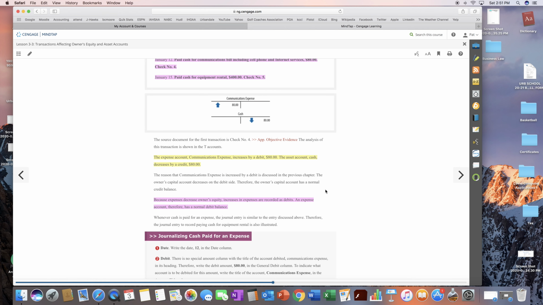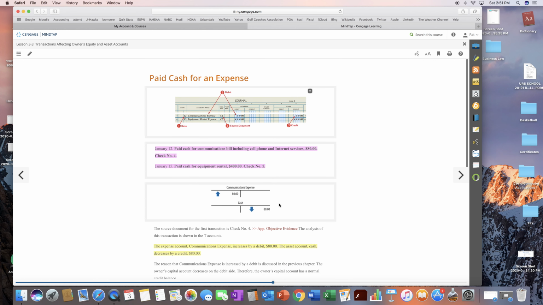This explains that T account. Because expenses decrease owner's equity, increases in expenses are recorded as debits. An expense, therefore, has a normal debit balance.